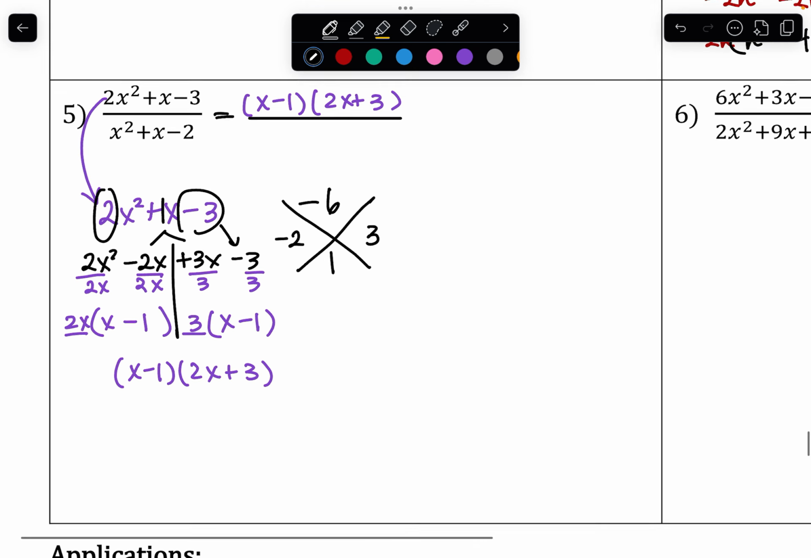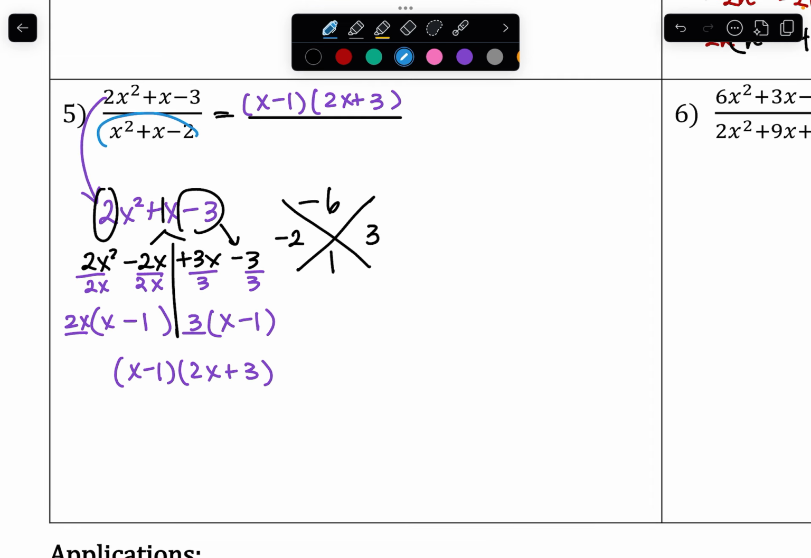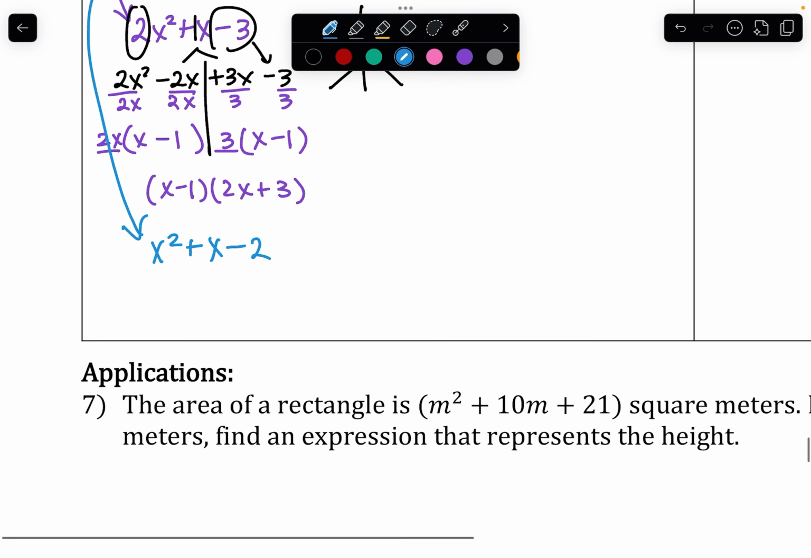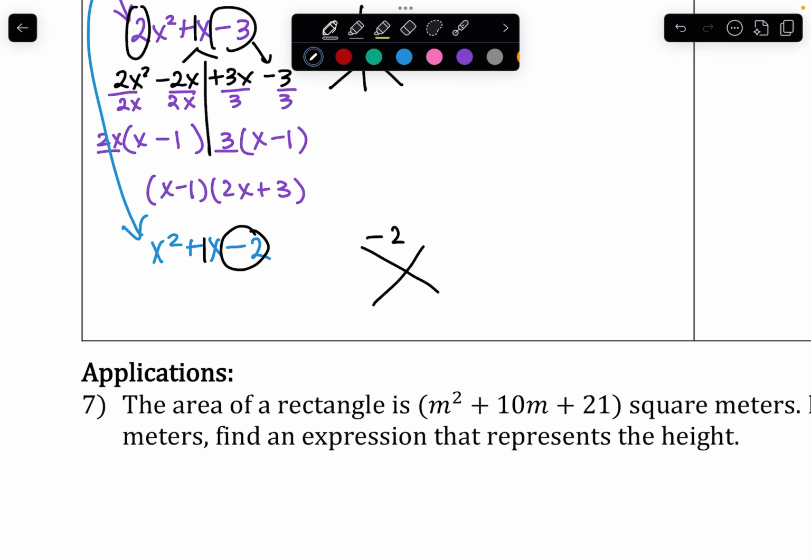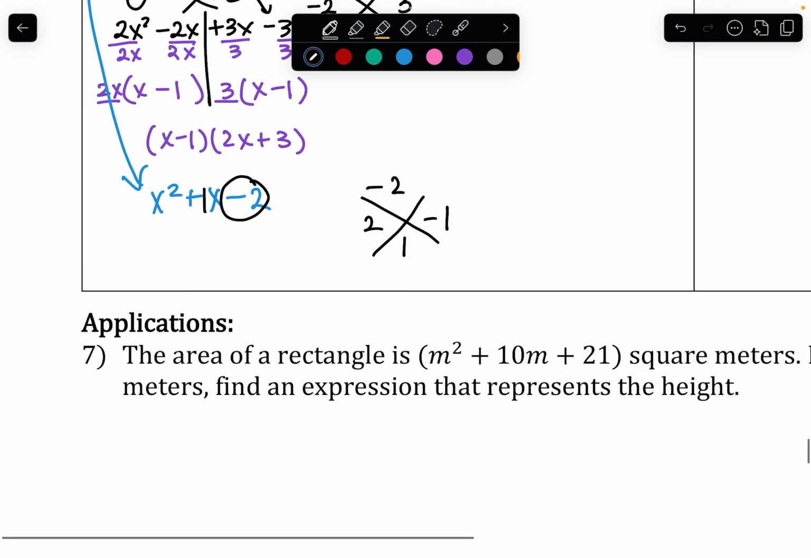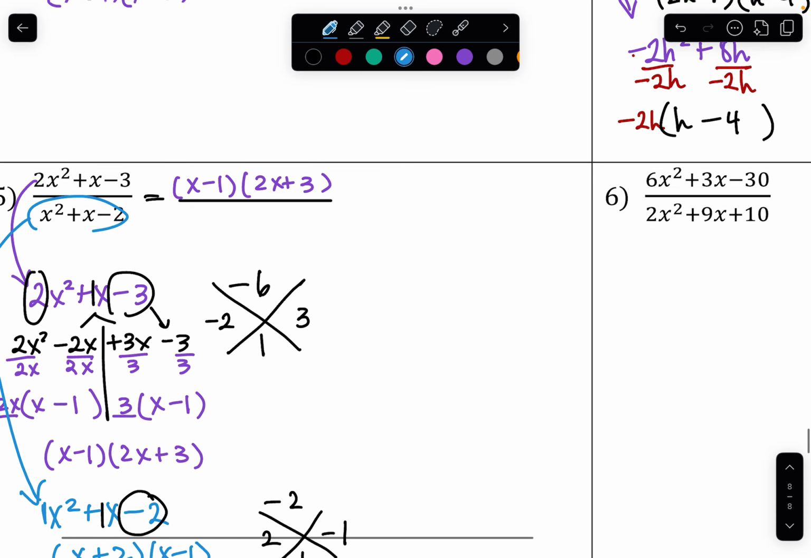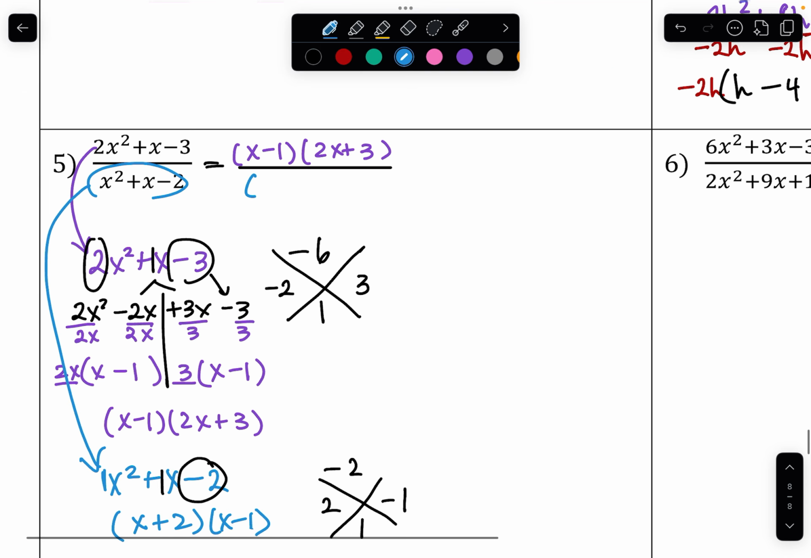And then our denominator is going to be a little bit easier because a is 1. X squared plus x minus 2. We just need two numbers that multiply to negative 2, but add to 1, 2, and negative 1. So this would immediately factor to x plus 2 and x minus 1. You can jump to writing the factors whenever a is 1. So x plus 2, x minus 1.